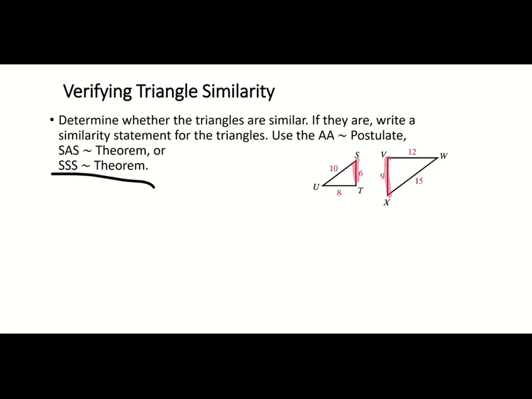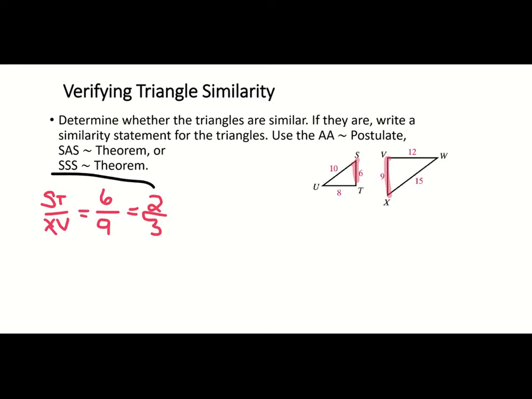So if we say ST is similar to, and it's going to be XV because S is connected to the longest side and X is connected to the longest side. So we got the same order. That is going to give us 6/9, or if we divide by 3, 2/3.